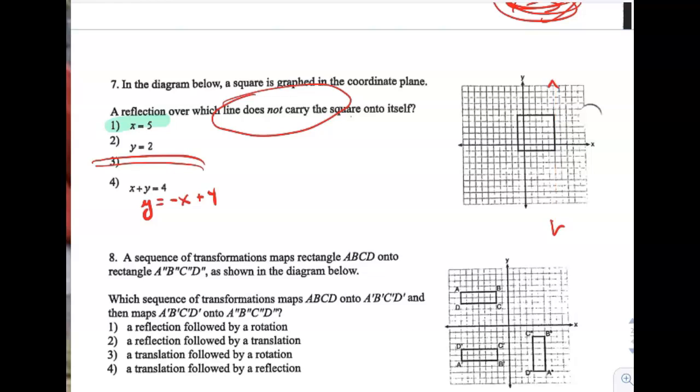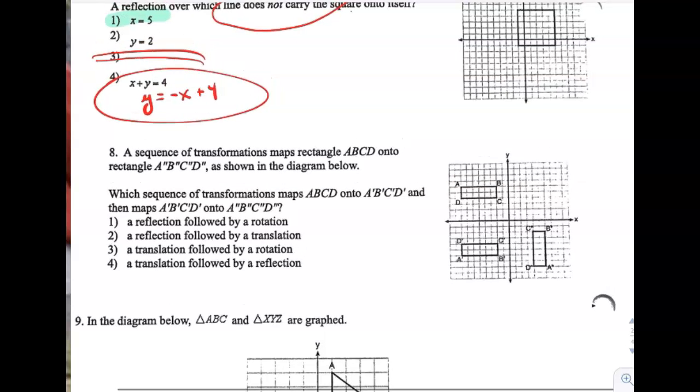But let me show you why the other ones wouldn't be the answer. Y equals 2 is right here. If I fold it over that line, if that were straight, it would carry it right onto itself. It's symmetrical over that line. If I solved that for y, and I went up to 4 with a y-intercept of 4 and had a slope of -1 and folded that, it would fold onto itself. So the only one that doesn't fold onto itself is that first one.